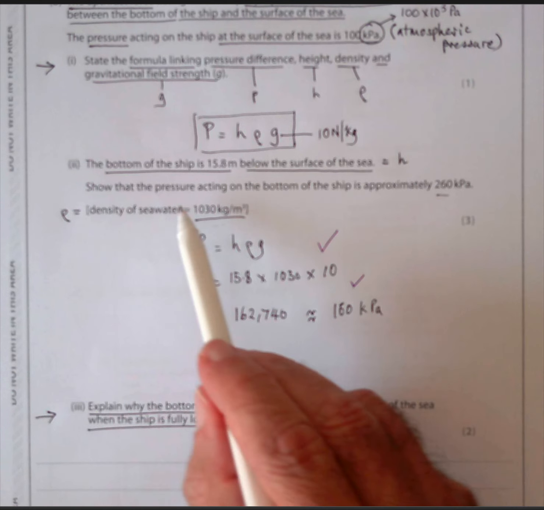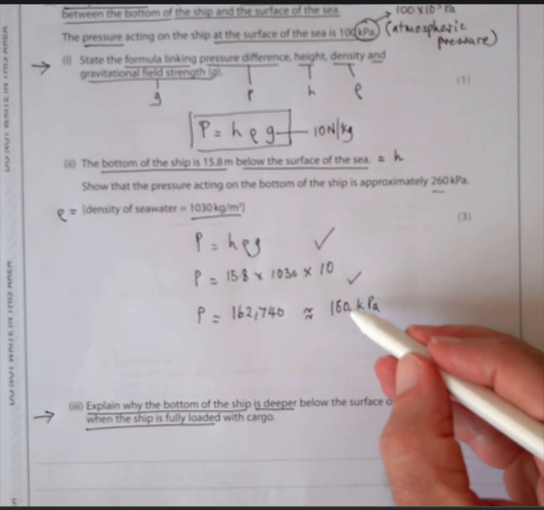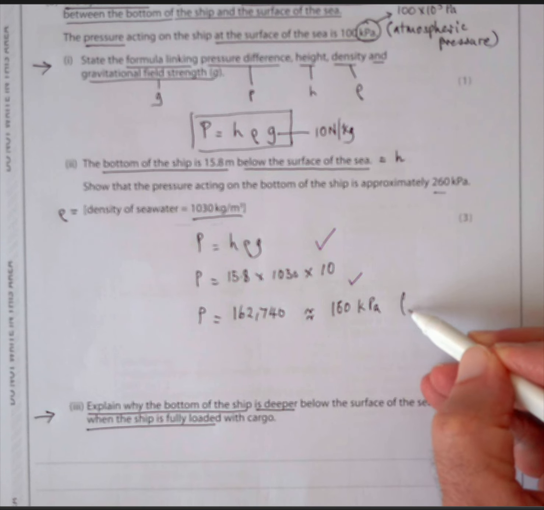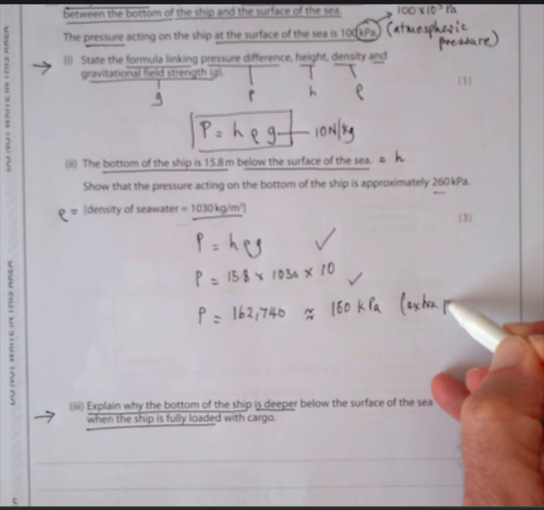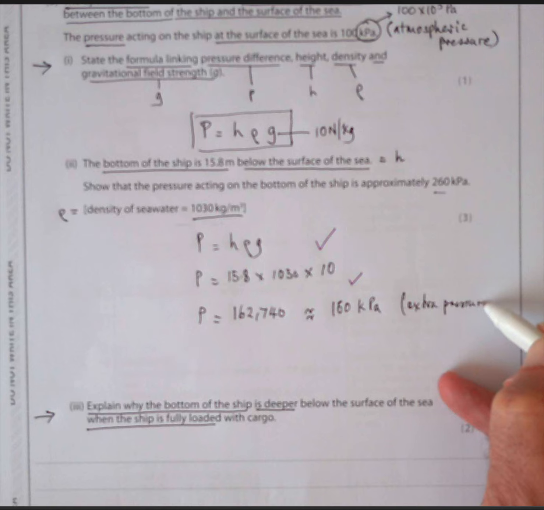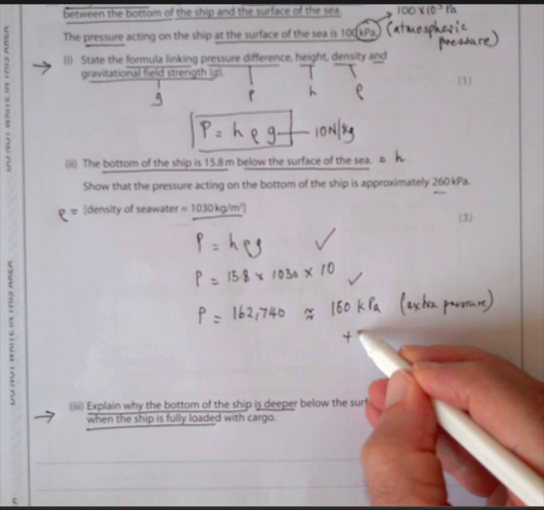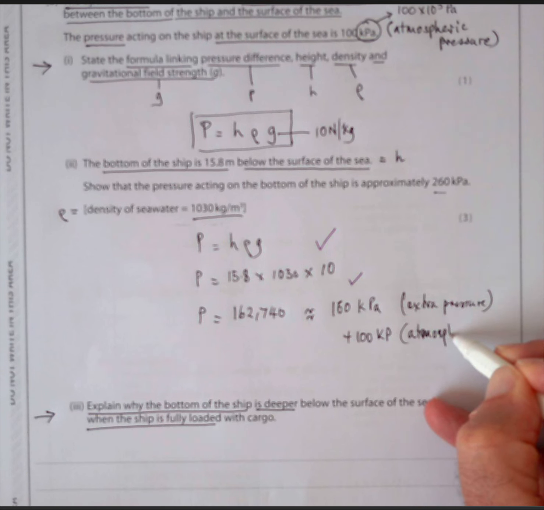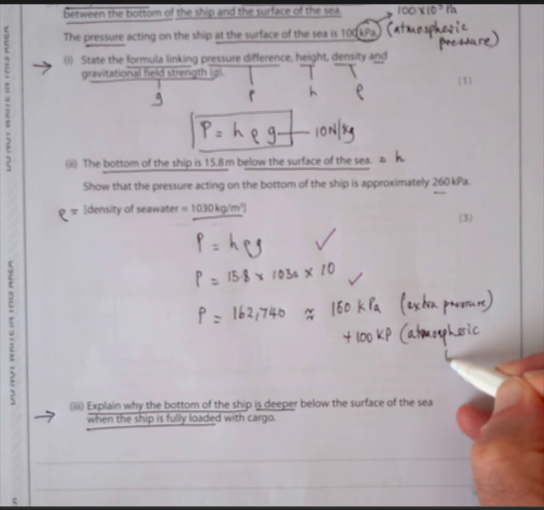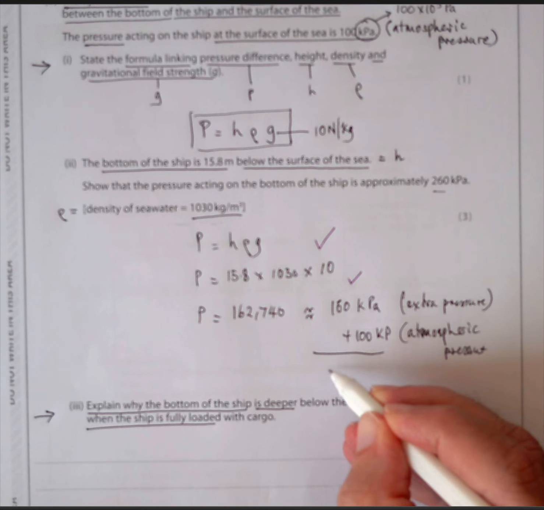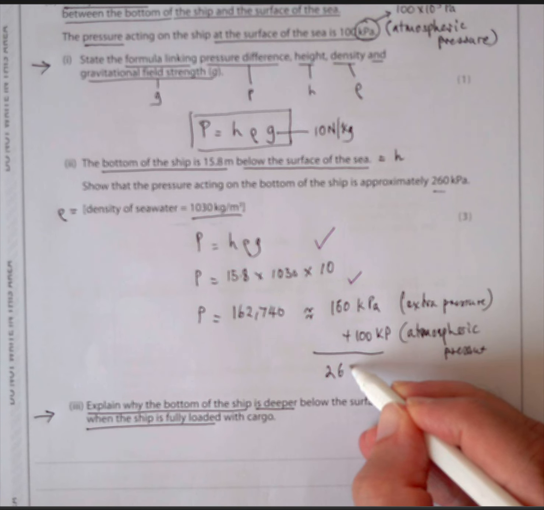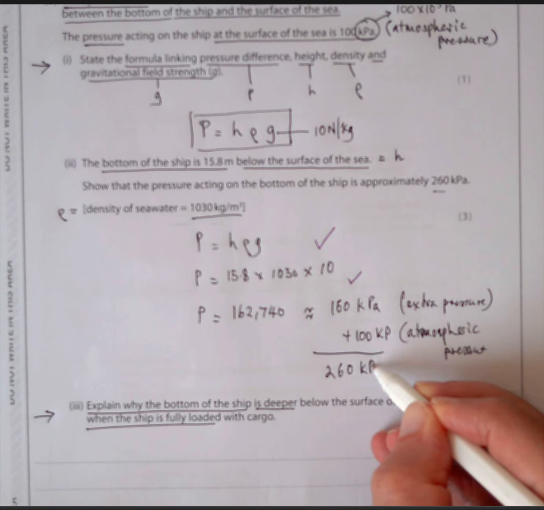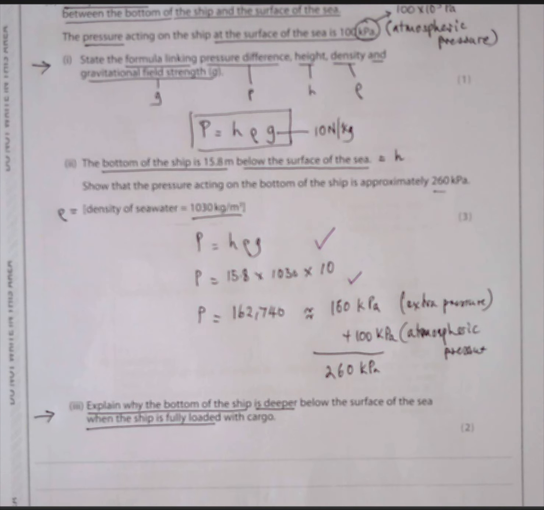they want you to know the pressure acting on the bottom of the ship. So it's 160 extra, that's extra pressure due to the water. That's the pressure difference. Plus 100,000 pascals from the atmospheric pressure above the water. So when you add that together, the total pressure is 260 kilopascals. That should be pascals.